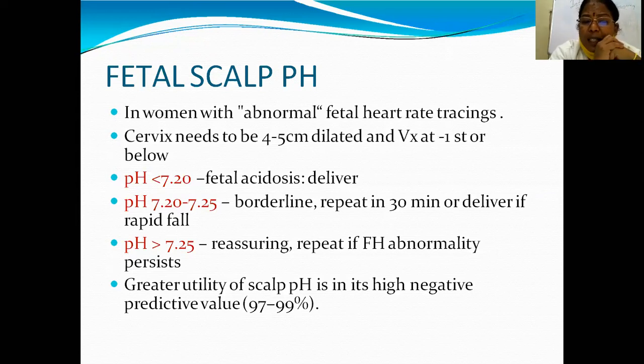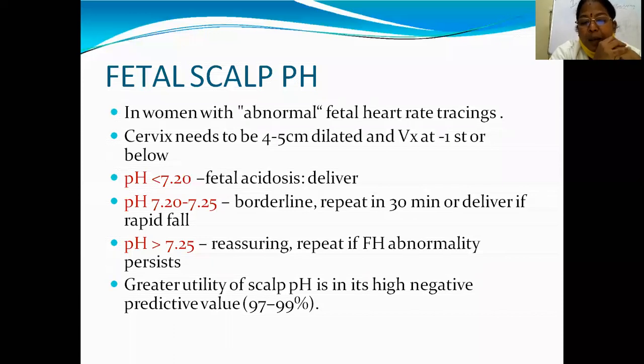If the pH is less than 7.2, it is definitely fetal acidosis. Immediate delivery has to be done. If the pH of scalp blood is 7.2 to 7.25, it is borderline. We can repeat it, or deliver if there is a fall. But if the pH is more than 7.25, then it is reassuring, so we can wait for the normal delivery.